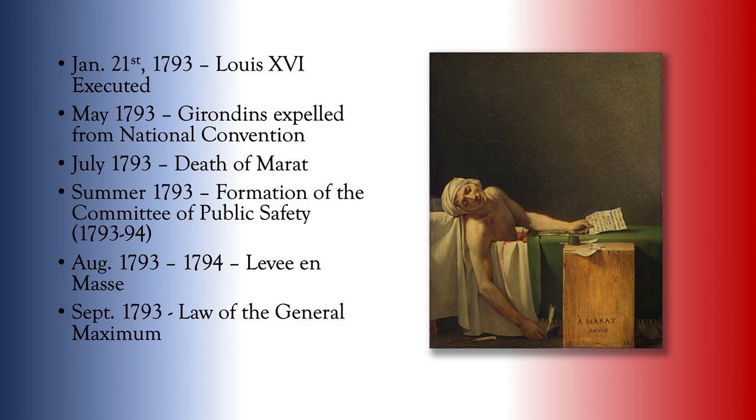They gain some territory. France was able to regain the Austrian Netherlands, which is modern-day Belgium. They claimed parts of the Rhineland in modern-day Germany. They were winning against the First Coalition, which was essentially falling apart. And like I said, there will be a planned economy, a government-controlled economy to support this universal mobilization. That's called the Law of the General Maximum, which I'll talk about in just a moment.